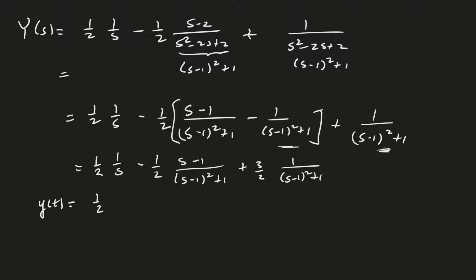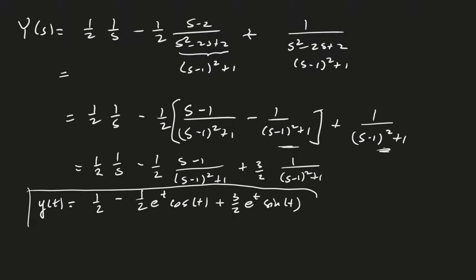So that'll be 1/2 minus 1/2 e^t cos t plus 3/2 e^t sin t. Good. So there's our solution.